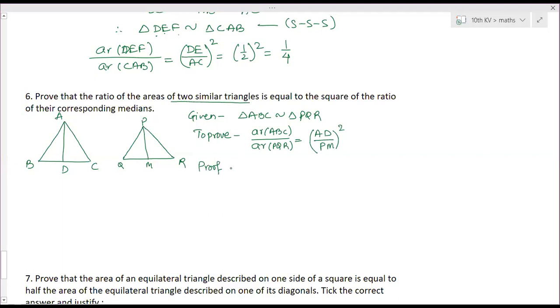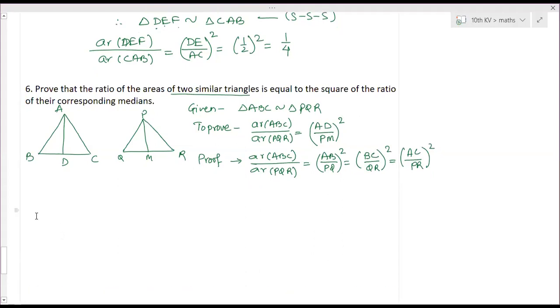Proof. Already we have area of ABC by area of PQR. This is equal to AB by PQ whole square, equal to BC by QR whole square, also equal to AC by PR whole square. Okay, this is given. This we know. So how to prove it?